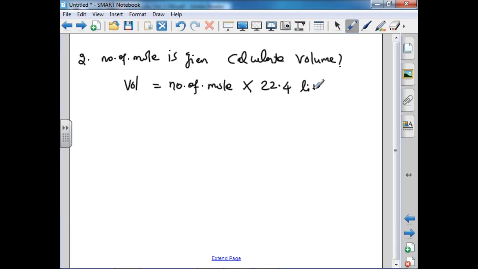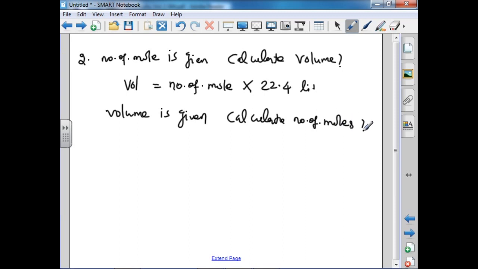If it is given in volume, calculate number of moles. The formula is number of mole equal to volume divided by 22.4 liter at standard temperature and pressure.